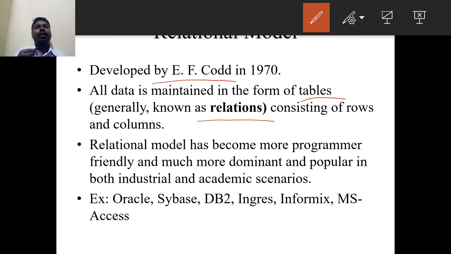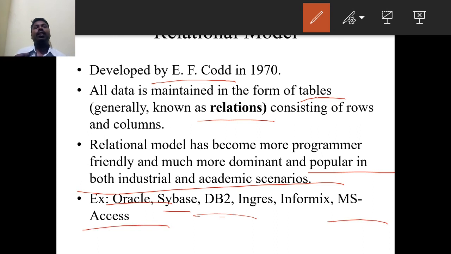The relational model has become more programmer friendly and much more dominant and popular in both the industrial and academic sector. We know that there are several database software available like Oracle, Sybase, DB2, which is Database 2, and MS Access. These are all the software available.